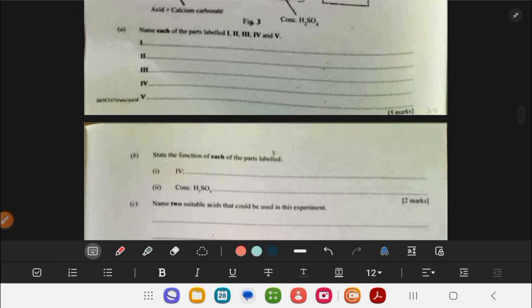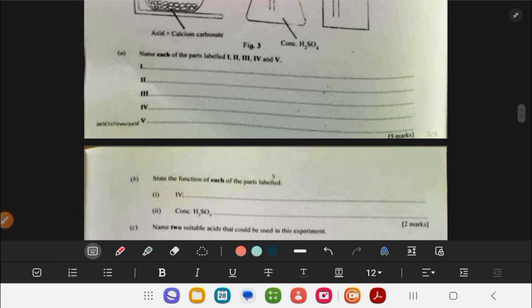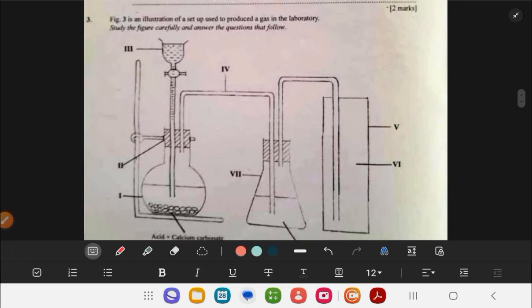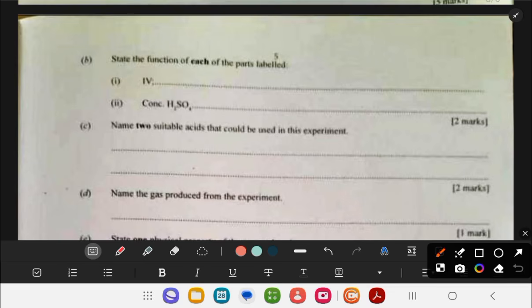Then the B says state the function of each of the parts labeled IV. So the function of IV is that it is used in delivering the gas into the conical flask. The function of the concentrated sulfuric acid is to act as a drying agent so as to dry the gas.